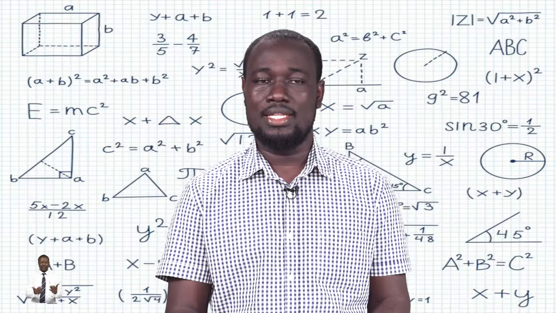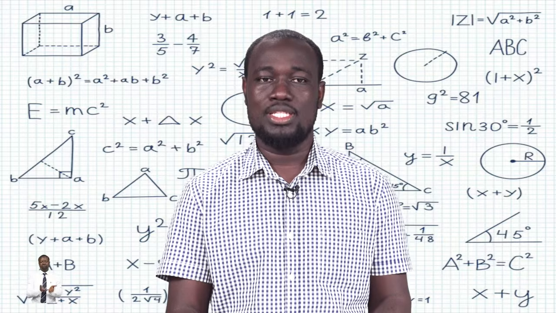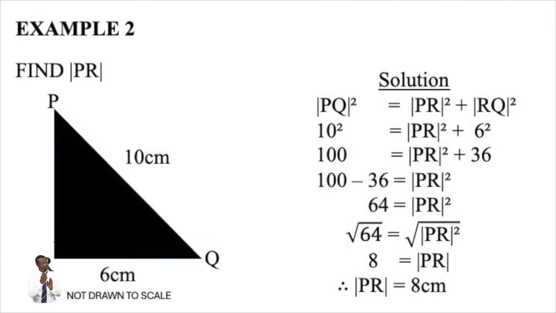Let's try another example. So example 2. We have another right-angled triangle, which is PQR. With this triangle, the longest side has been given. That is PQ. So PQ is 10 centimeters. RQ has been given as 6 centimeters. And we have been asked to find the magnitude of the line PR.